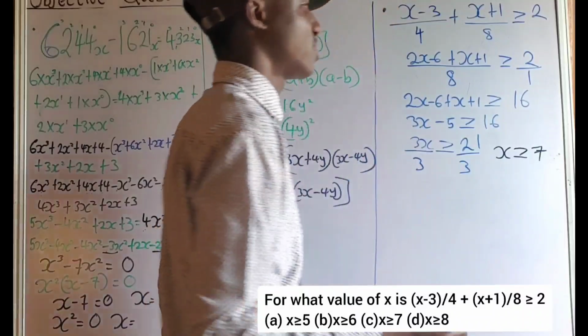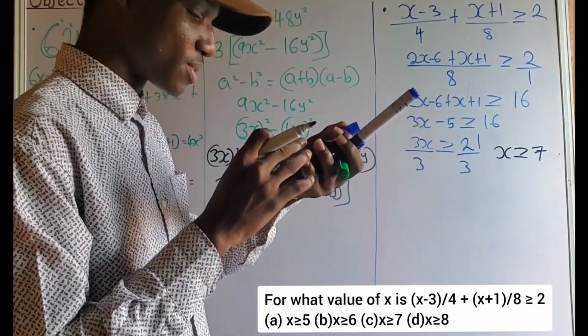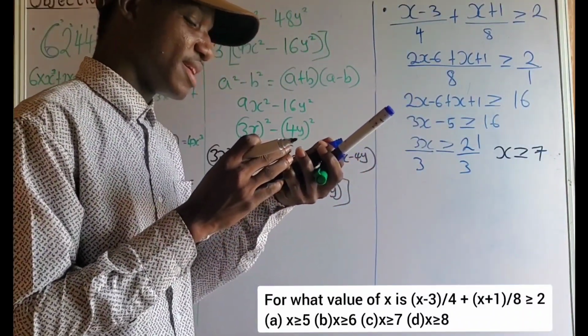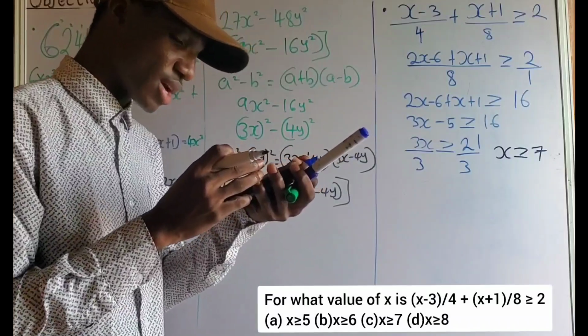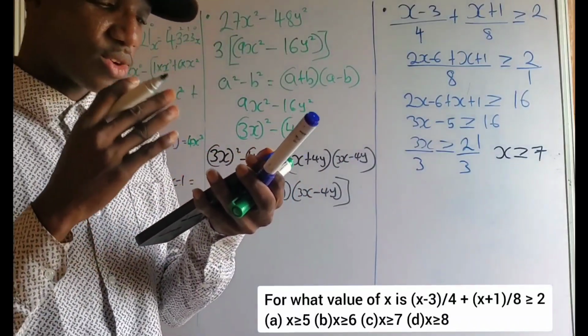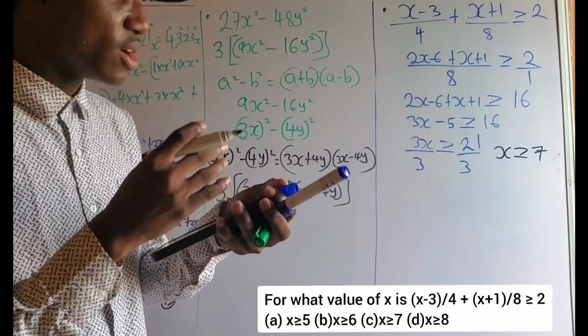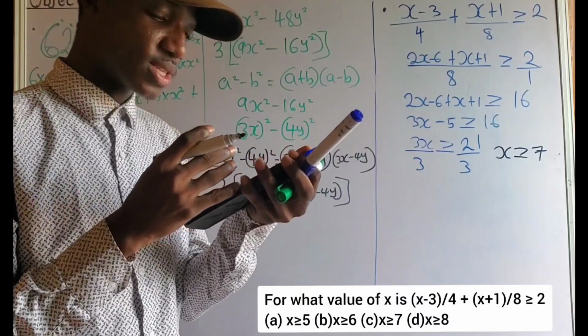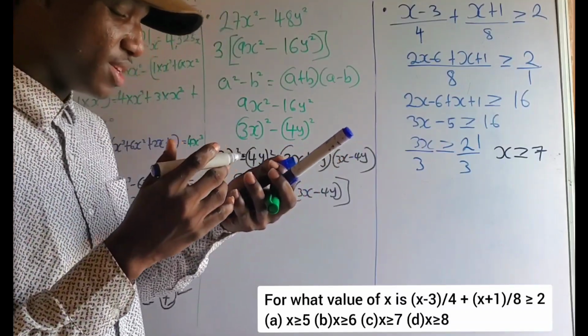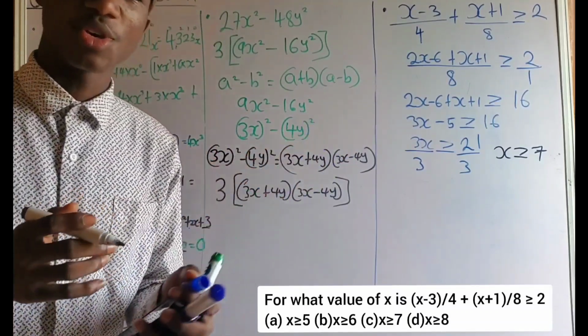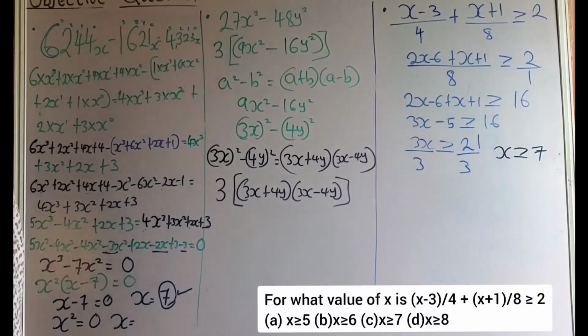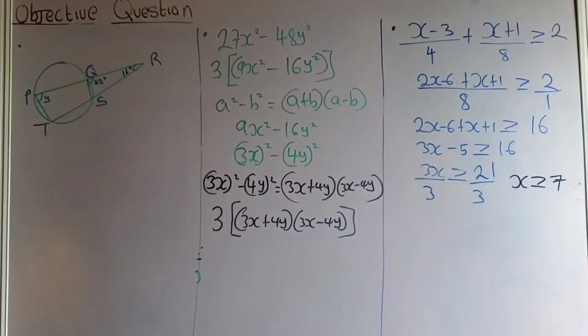Now let us check the right option. We have option A, x is greater than or equals to 5, incorrect. Option B, x is greater than or equals to 6, that's not correct as well. Option C, x is greater than or equals to 7, that's the correct option. And option D, x is greater than or equals to 8, that is also not correct. The correct option to that question is option C. x is greater than or equals to 7. Now, let us proceed to the next question.